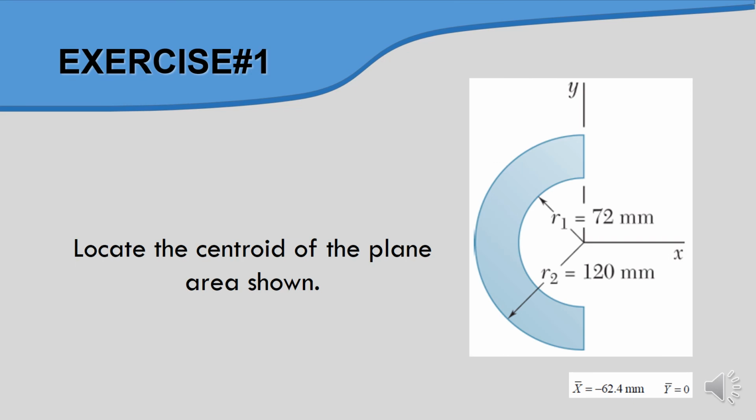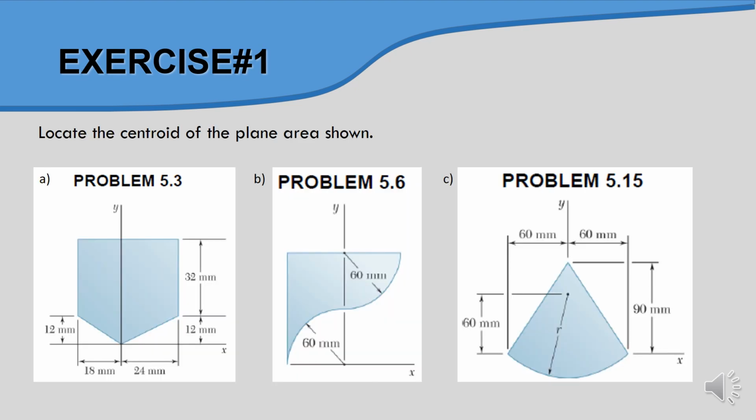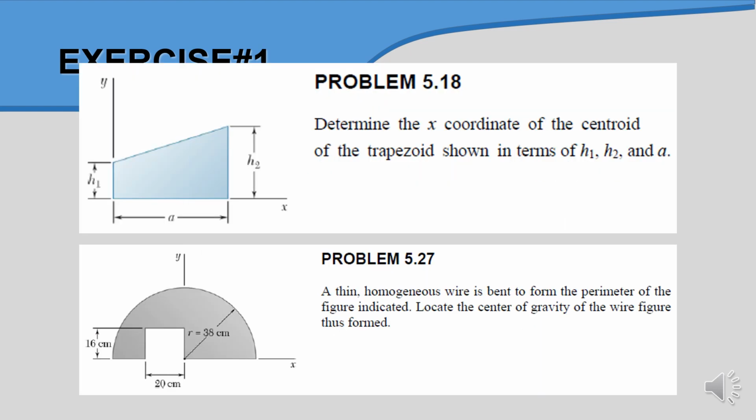For exercise number 1, this is the shape, and these are the given values. Okay, so try to get the answer. And for this one, a different shape, basically we will divide it into common shapes and use their formulas. And also this one and this one are problems related to wire.